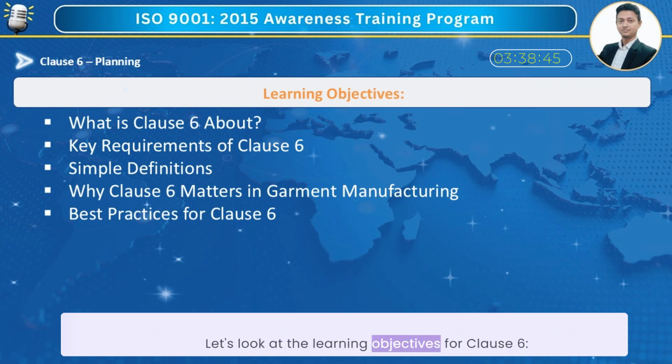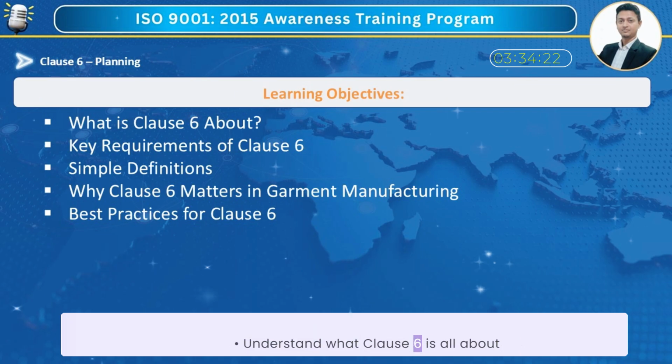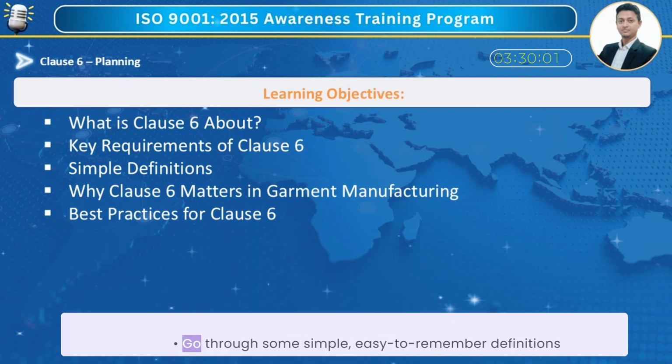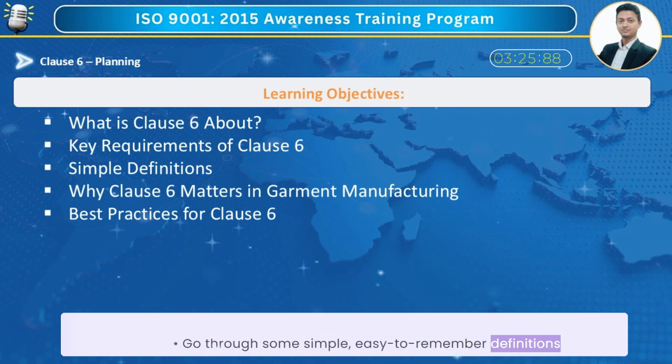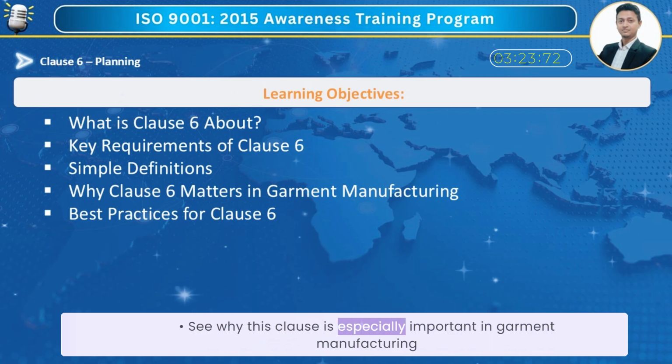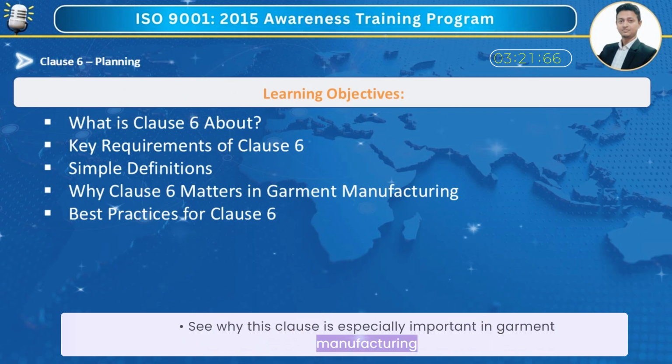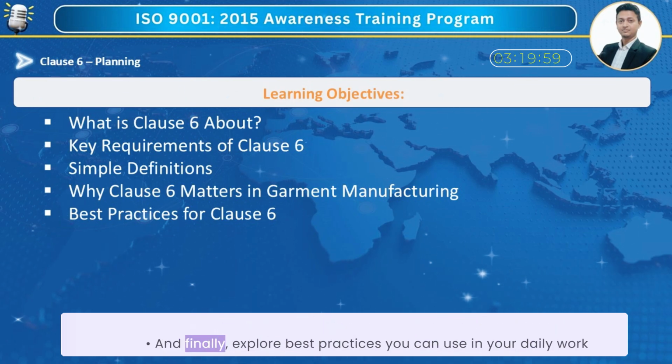Let's look at the learning objectives for Clause 6. Understand what Clause 6 is all about. Learn its key requirements. Go through some simple, easy-to-remember definitions. See why this clause is especially important in garment manufacturing. And finally, explore best practices you can use in your daily work.